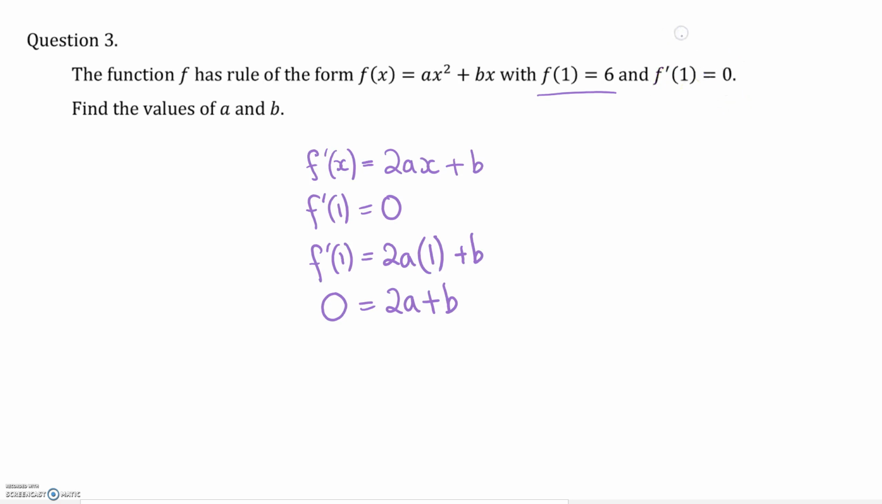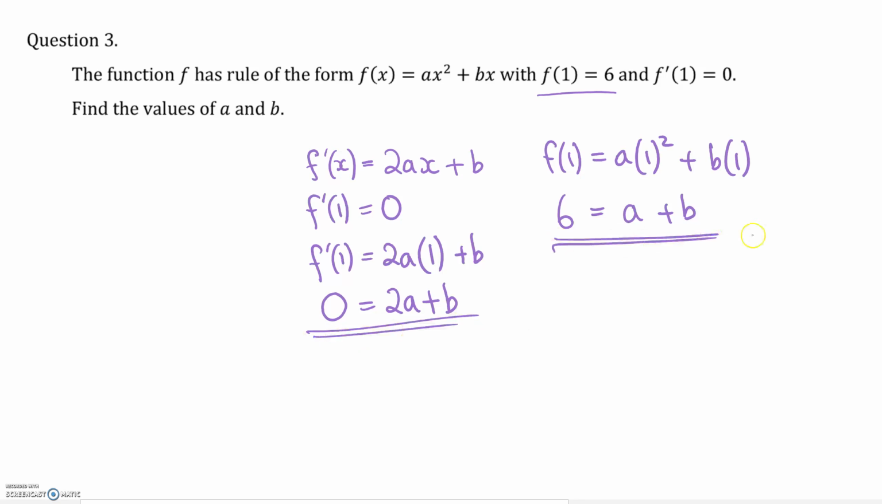The other piece of information I've got is f of 1, which is going to be a times 1 squared plus b times 1. This is equal to 6. So what I know is f of 1 is equal to 6. And this stuff on this side is just going to be equal to a plus b. So I've now got two simultaneous equations here.